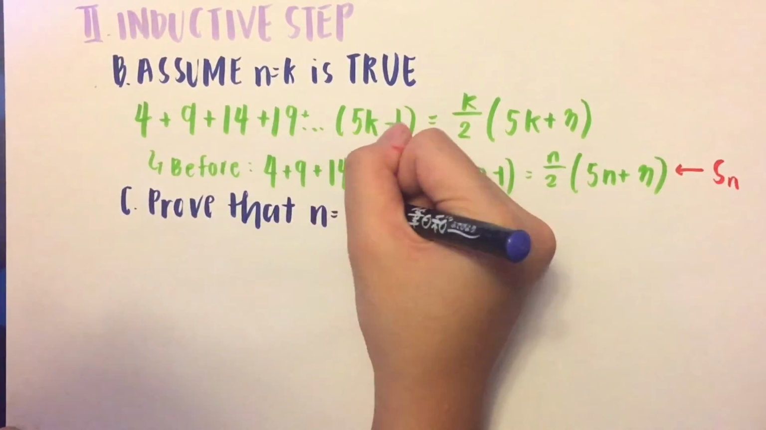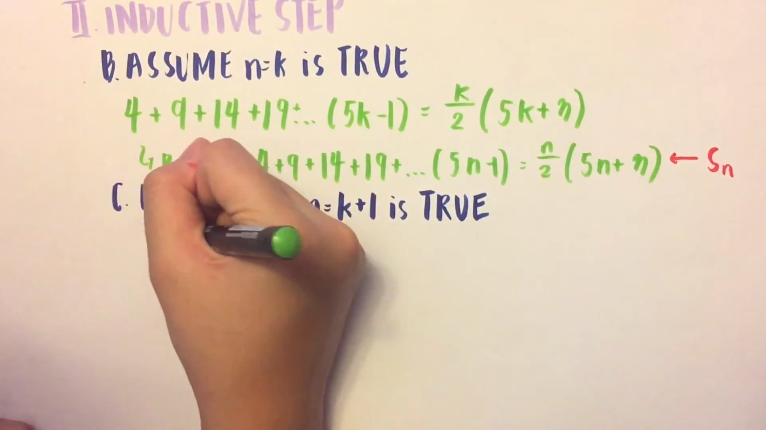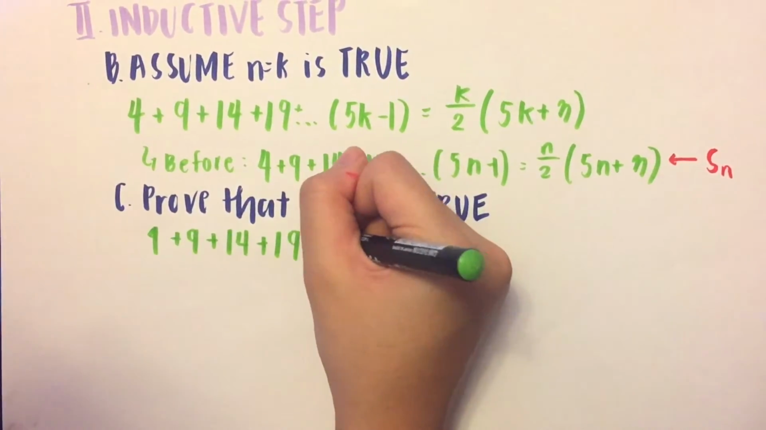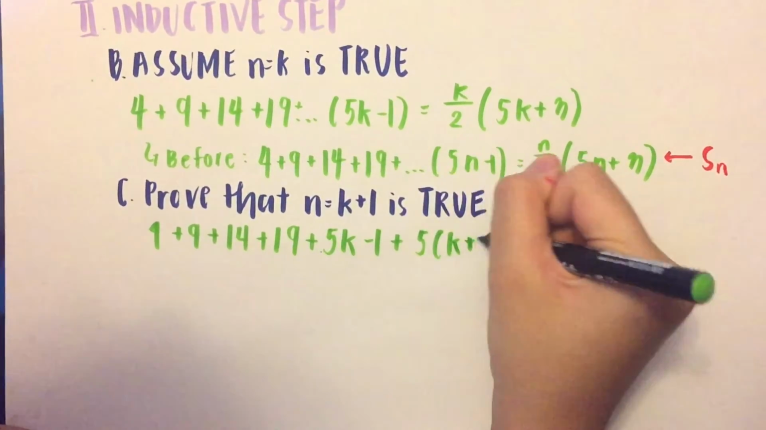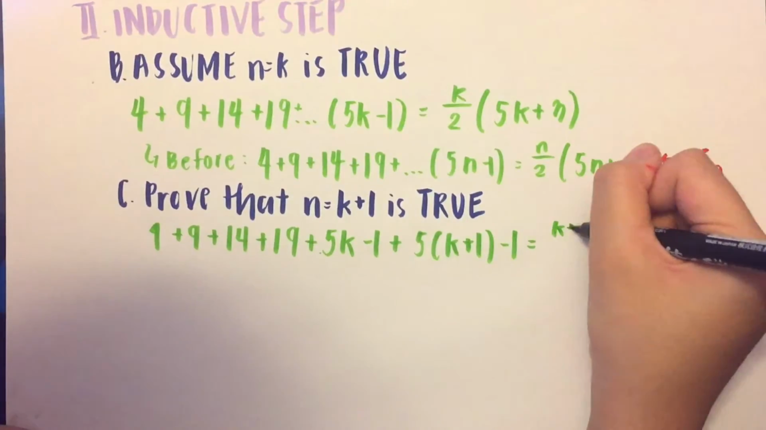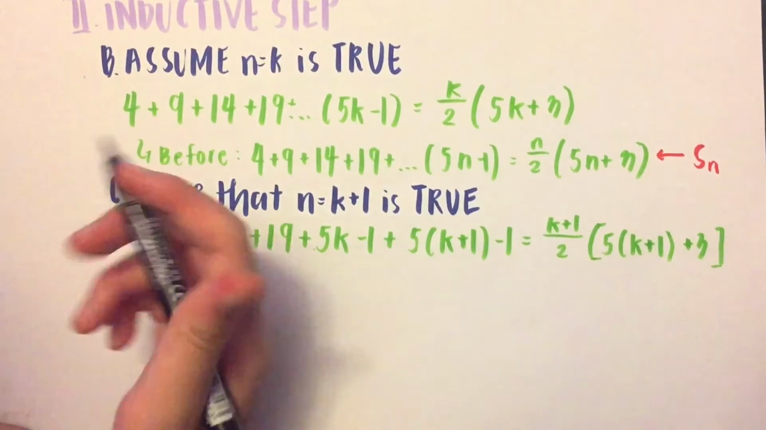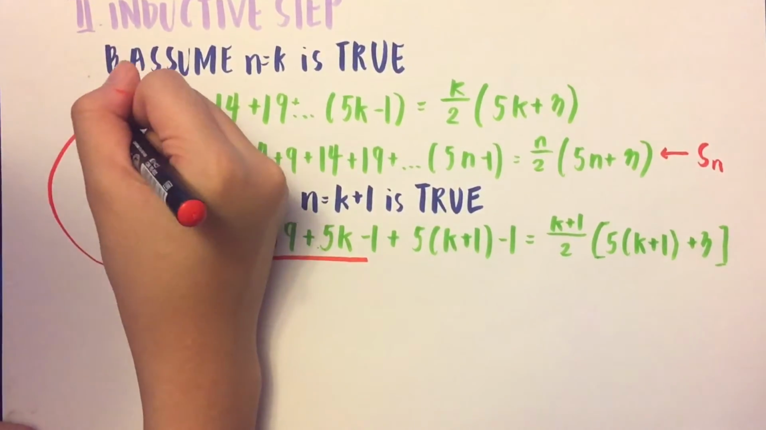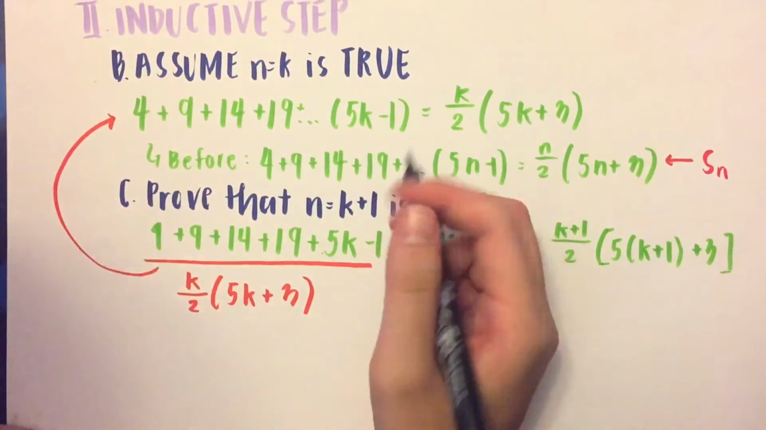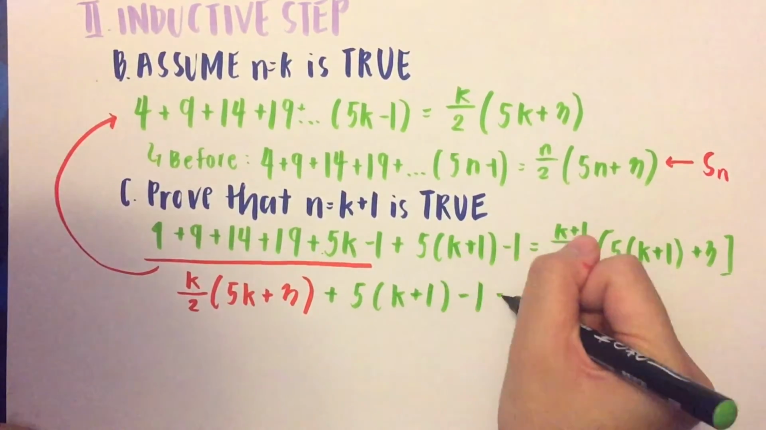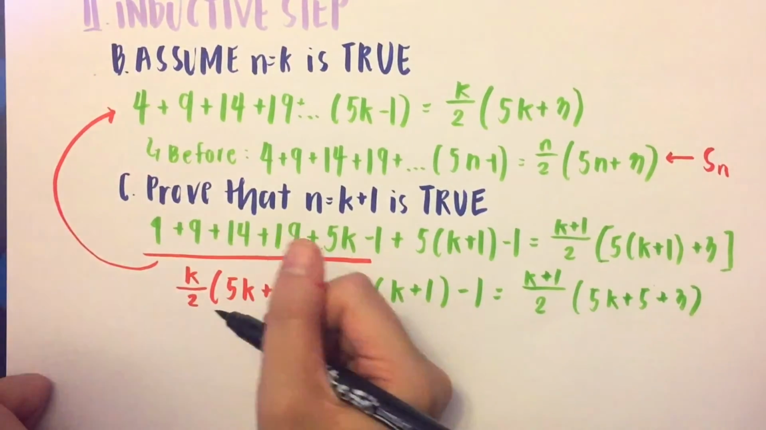So now we have to prove that n is equal to k plus 1. So we have 4 plus 9 plus 14 plus 19 plus 5k minus 1 plus 5 multiplied by k plus 1 minus 1 is equal to k plus 1 over 2 multiplied by 5 multiplied by k plus 1 plus 3. All we did there was substitute k with k plus 1. And as you can see, we can just substitute this whole thing with k over 2 multiplied by 5k plus 3. We continue on with 5 times k plus 1 minus 1 is equal to k plus 1 over 2 multiplied by 5k plus 5 plus 3.